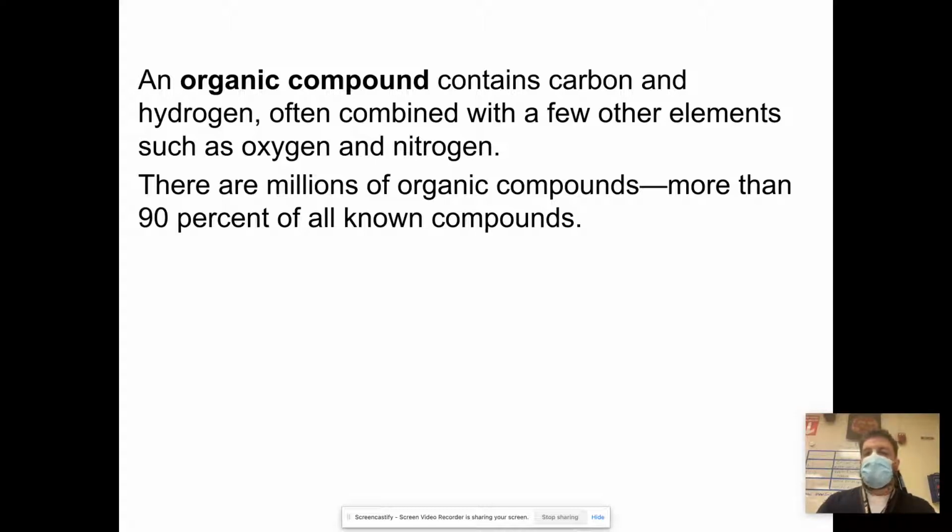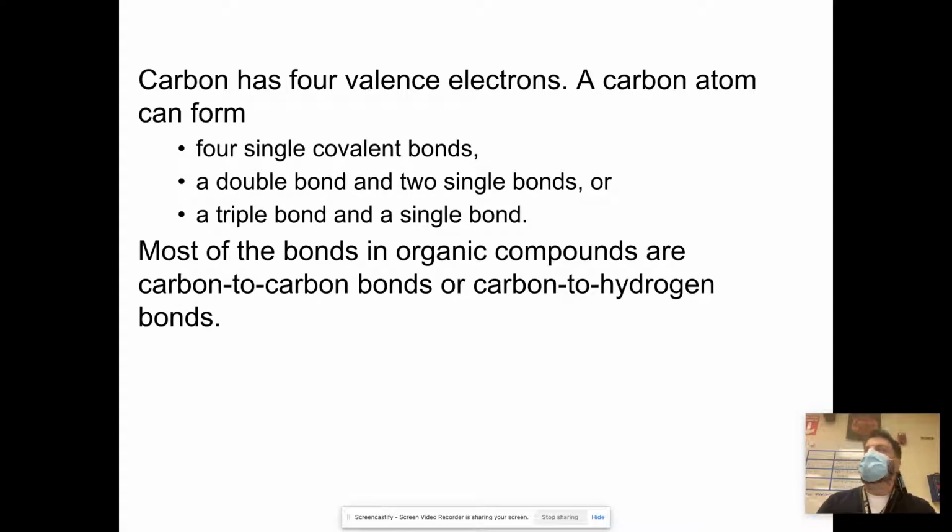There are millions of organic compounds, more than 90% of all known compounds. So what they're saying is 90% of the stuff that we know is organic. 90% of the stuff that we know and we're aware of has carbon and hydrogen in it.